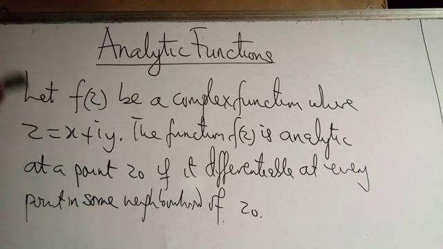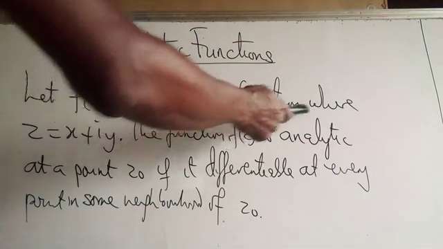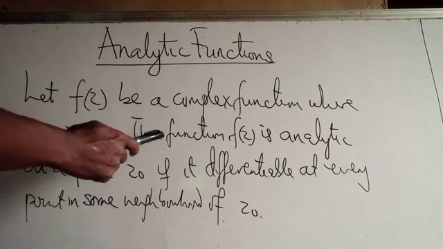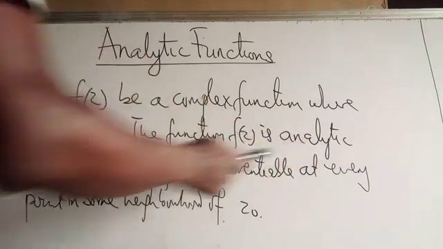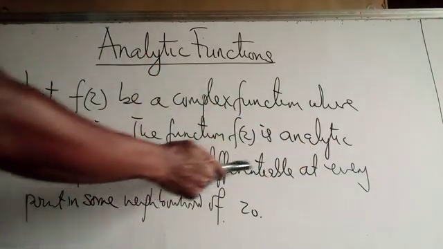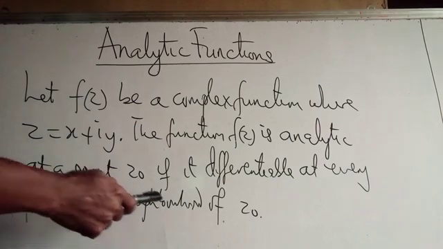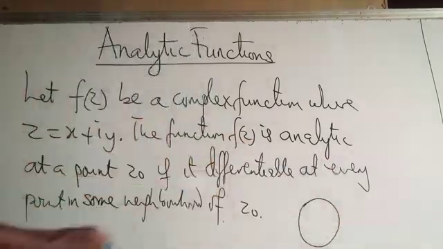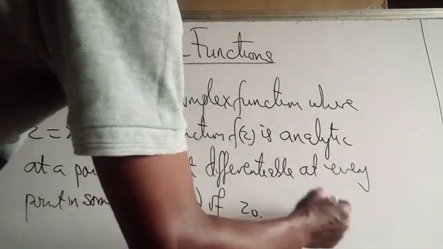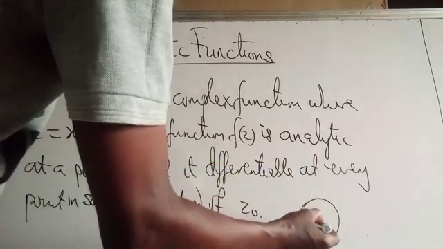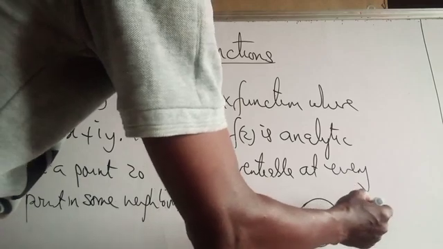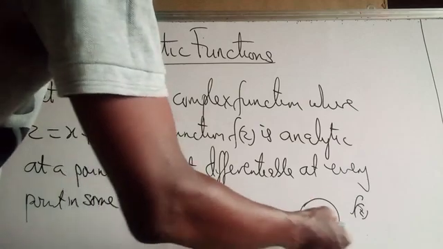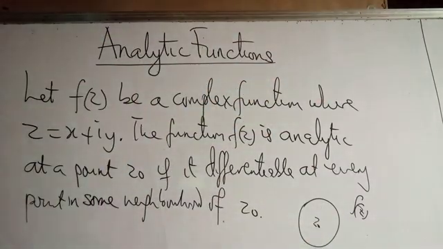As you can see, we said let f of z be a complex function where z is equal to x plus iy. z is a complex number. The function f of z is analytic at a point z0 if it is differentiable at every point in some neighborhood of z0. So that is just like saying you have a point z0 that is the center of a ball. The function f of z is analytic if at every neighborhood of this z0, that function is differentiable.